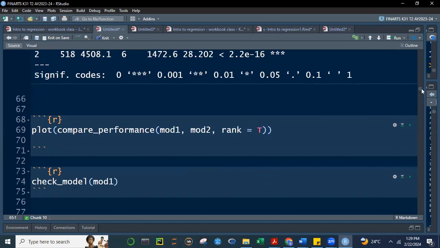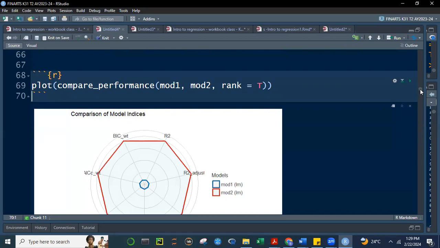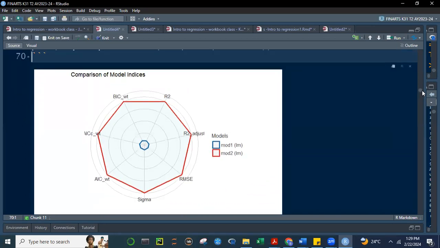Okay, then we can now just kindly copy this. We can plot the difference, we can do this plot function and compare performance. Okay, and then model 1, model 2, and then rank is equal to true. Okay, and then we run this. You can see here a curious plot, no? It's a curious plot. So this one tells us the comparison between model 1 and model 2. So it's like a spider web plot.